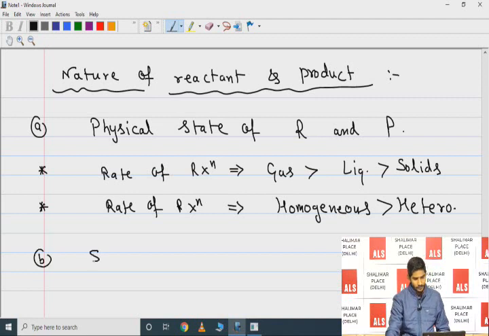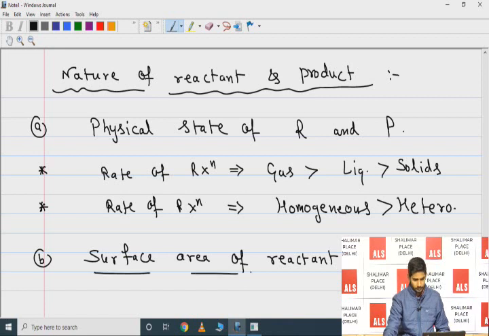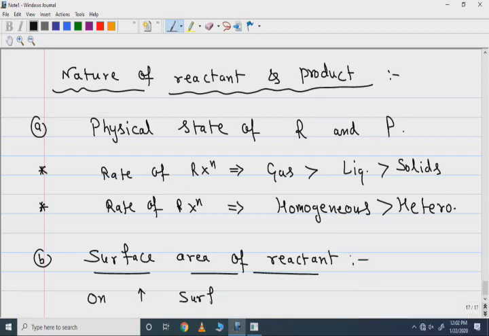Then next is surface area of reactant. Obviously, we know that if surface area increases, the active sites for the reaction will be increased. So, with increase in surface area, rate of reaction also increases. Okay. So, we can say that on increasing surface area, rate of reaction increases. Copy this.